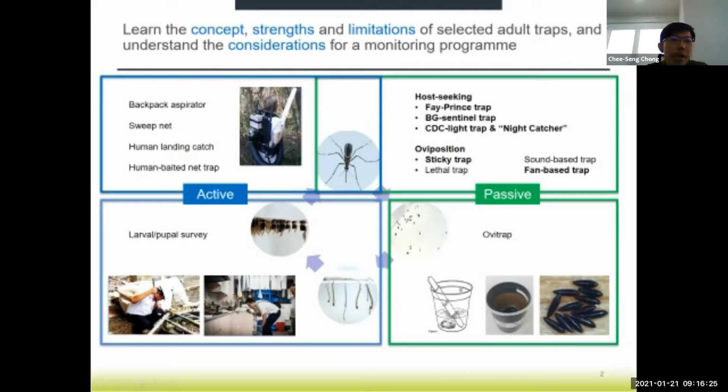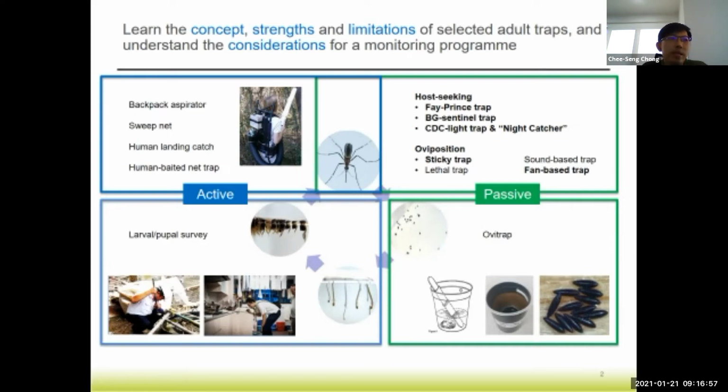Just to recap, this is the overview of the different traps that we briefly covered on Tuesday, where we talked about using OV traps to collect eggs, and doing larvae and pupae surveys for your immature surveillance, to really understand the key breeding habitats of these Aedes mosquitoes in particular. And for the adults, there is a whole suite of methods that can be used to capture them.